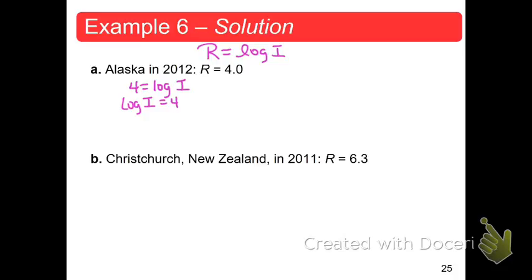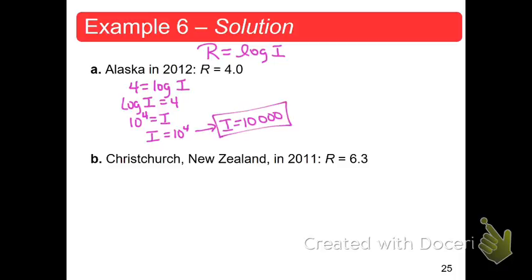And then it's in log form, so I can switch it to exponential. What is my base if it's just log written? It's base 10. So I know that 10 to the y, 4, is equal to x, which in this case is I. And so we find that I is equal to, either you can leave it as 10 to the 4th, or that one's an easy one to work out. So you could go ahead and say that I is equal to 10,000.